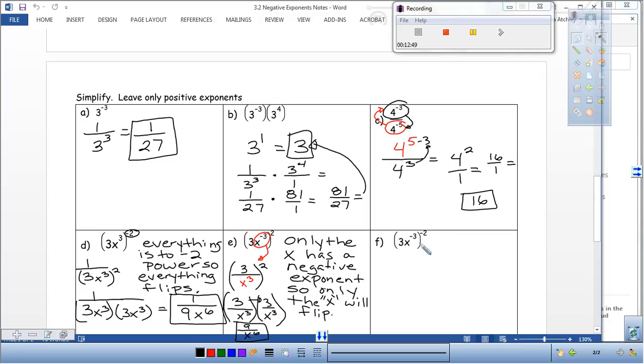Okay, this one, notice they both have negative exponents. Okay? So the x has a negative exponent and the whole thing has a negative exponent. Okay? So we're going to work our way from the outside in. Okay. So that means I'm going to focus on this one first, the negative 2, because that's on the outside. That negative 2 means the whole thing flips.